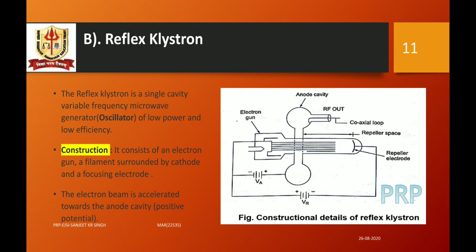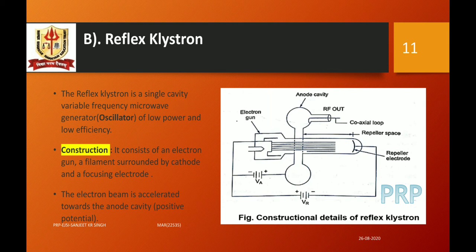So the second topic, reflex klystron. Reflex klystron is a single cavity variable frequency microwave generator or oscillator. So the reflex klystron is working as an oscillator rather than as an amplifier, and it is of low power with low efficiency.